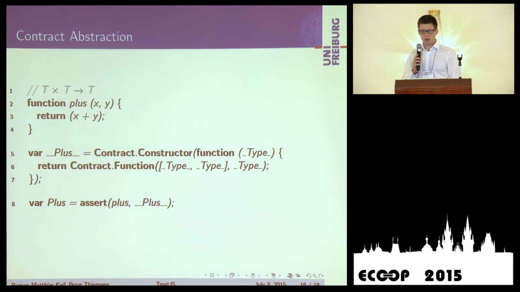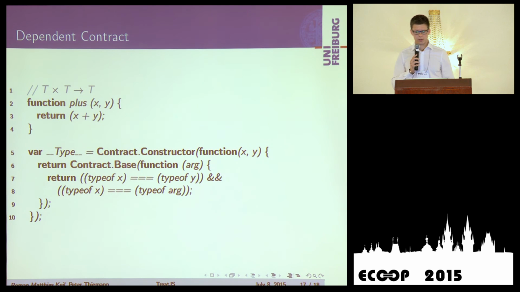Because constructors are contracts, they can be asserted to values as contracts are, but instead of resulting in a contracted version, we now get some kind of abstraction that first needs to be called with some concrete contract, here for example our number contract, and then we can call the plus function with two number values.